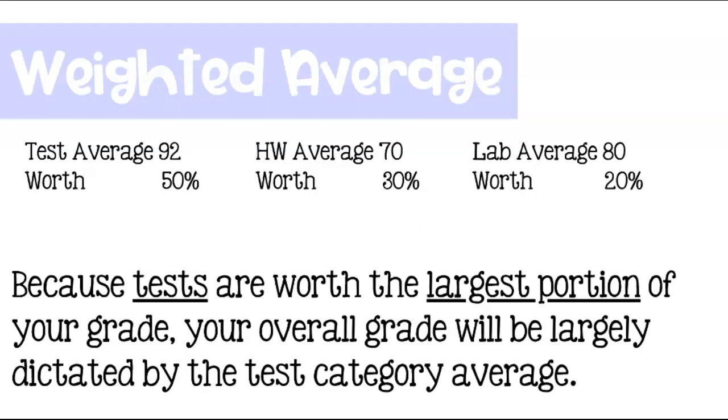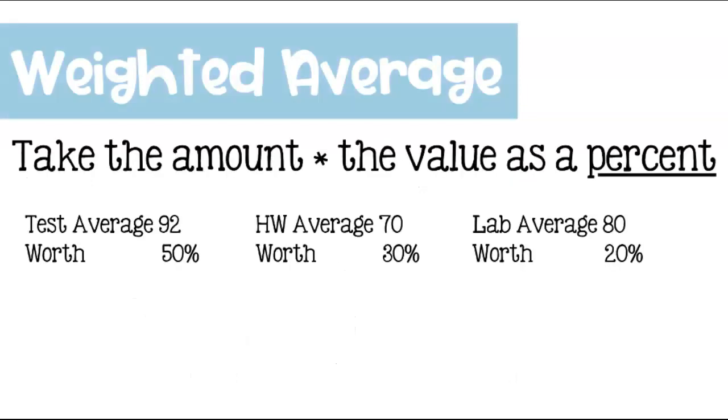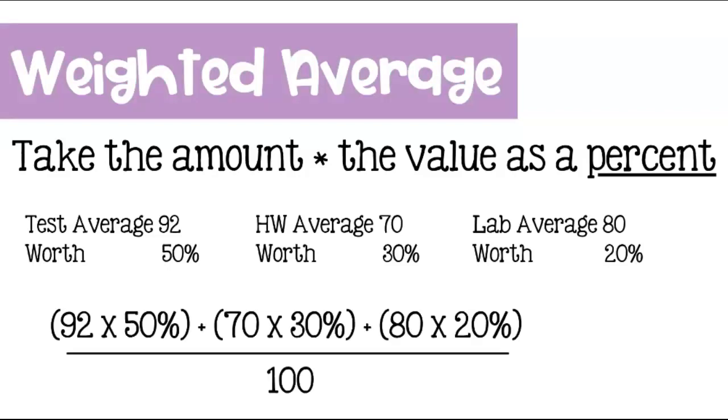As tests are worth the largest portion of your grade, your overall grade will be largely dictated by the test category average. However, the homework average and lab average will have some effect on the overall average. To figure out how much of an effect, we take the amount times the value as a percent. So 92 times 50, 70 times 30, and 80 times 20. We then add these all together to get a total and then divide by 100 since we're looking at percent.